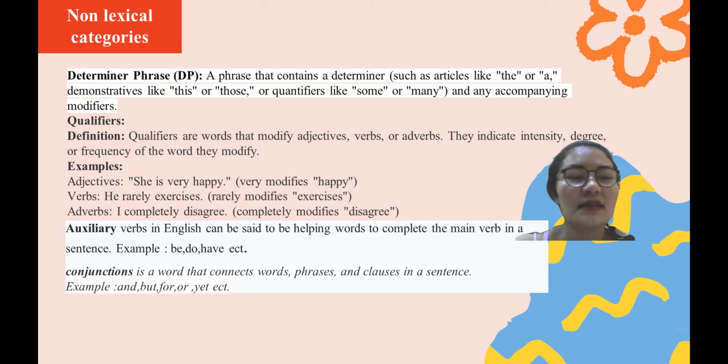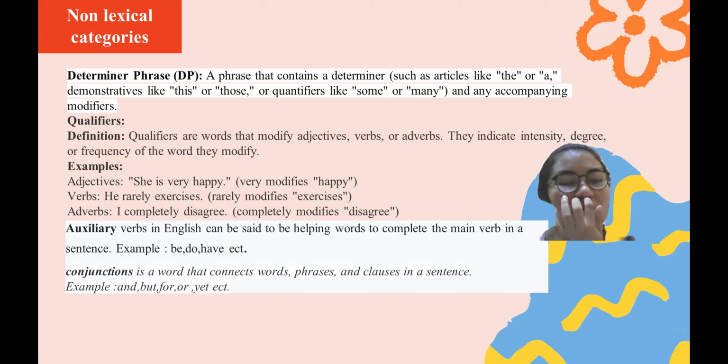Example, adjective: she is very happy. Very modifies happy. Example, verb: he rarely exercises. Rarely modifies exercises. Example, adverb: I completely disagree. Completely modifies disagree.